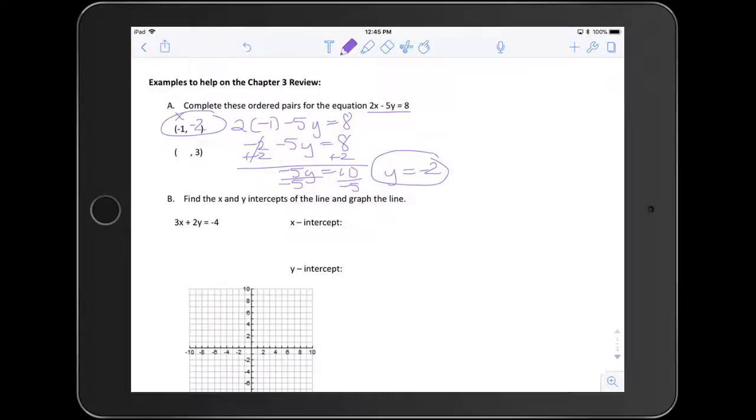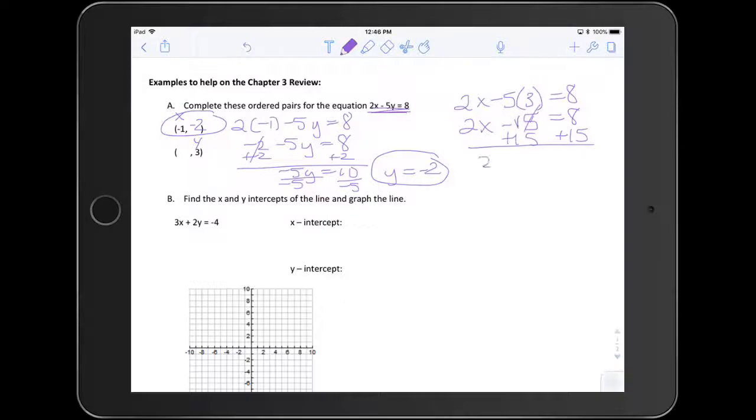In the second ordered pair, you're given the y coordinate and asked to find x. So back in your equation, you're replacing y with 3. So let's do that. So 2x minus 5y, remember y is 3, equals 8. So I'm going to do that multiplication. So -5 times 3 is -15. So I'm going to add 15 to both sides.